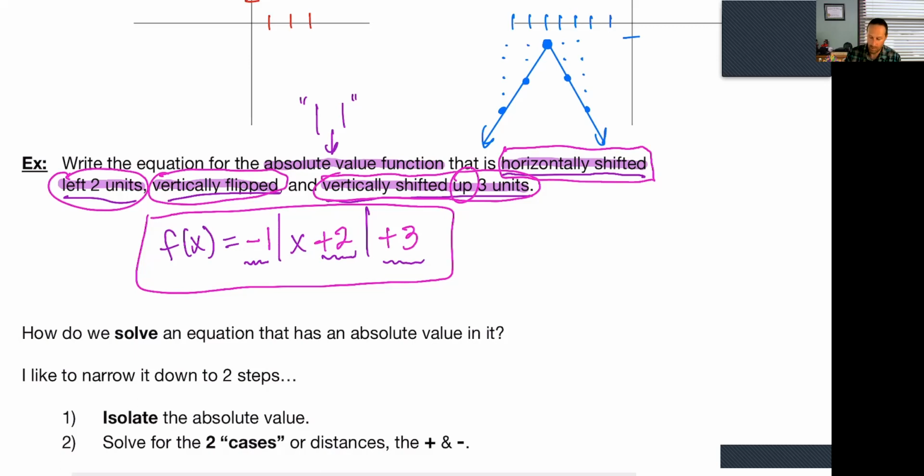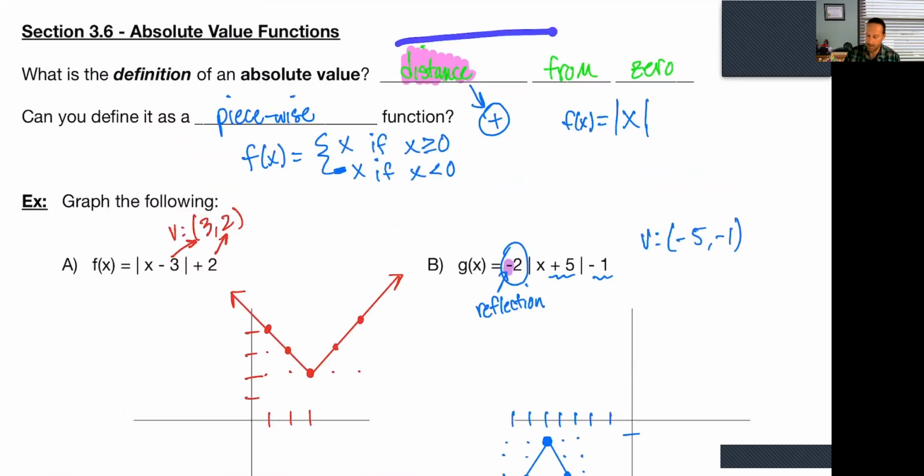The first is we want to make sure that we isolate the absolute value, get it by itself, just like we've been taught and have done for many, many years in math, but usually for a variable. Now we want to make sure that we get that whole absolute value by itself, because our goal really is to get rid of it. We don't know how to solve equations with absolute values in them. So we're going to get it by itself, and then we're going to apply the definition, which is the distance from 0, which means we will have a positive and a negative case.